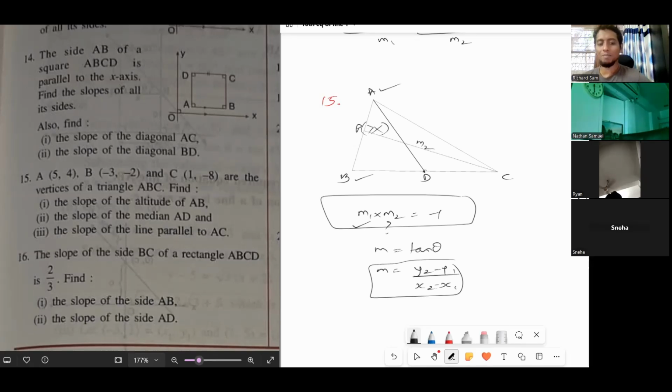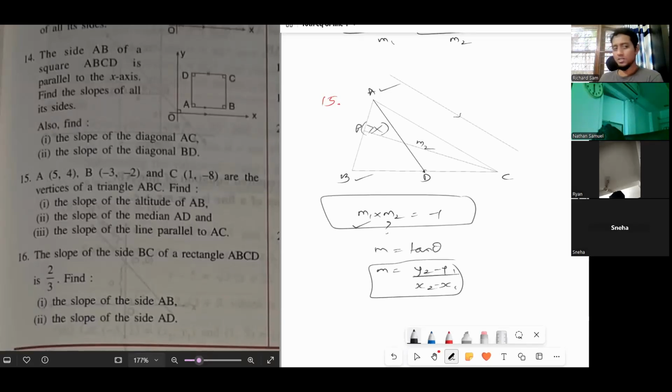Next, the slope of the line parallel to AC. So AC is over here. There's another line parallel to AC. How do you find the slope of this line? Finding AC slope. That same slope will be for this parallel line, because parallel lines have equal slopes. Correct?